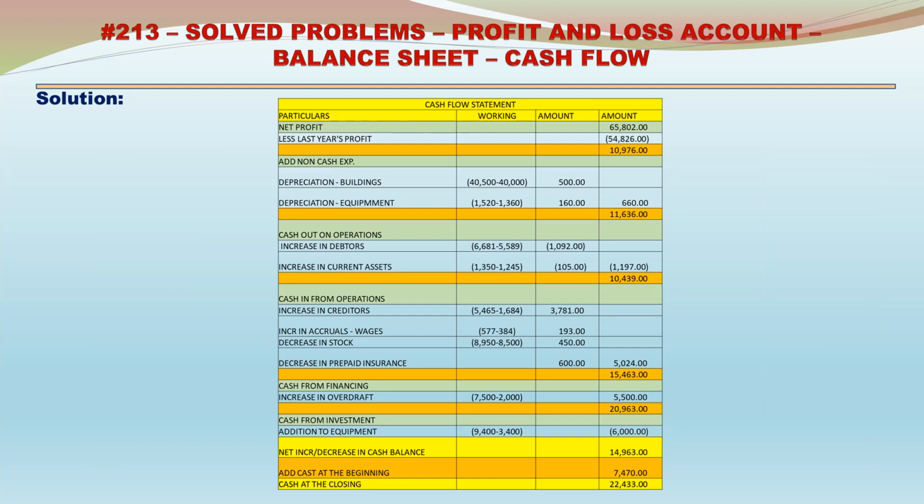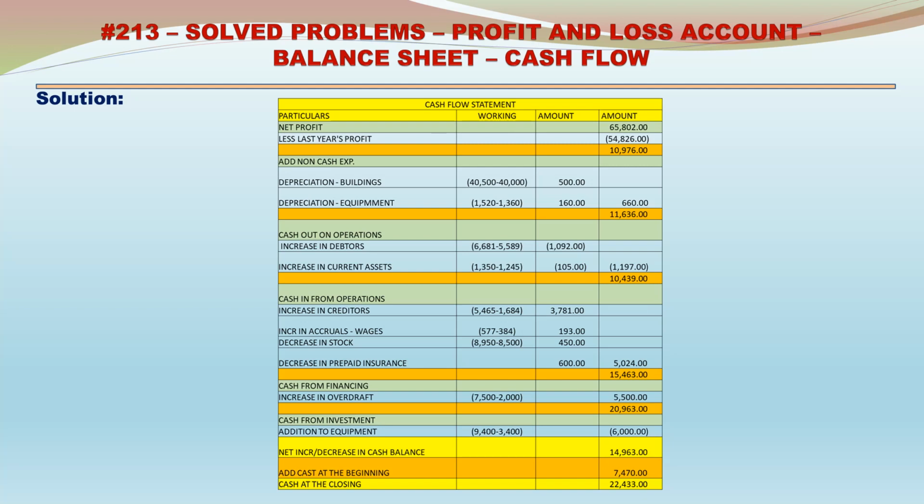Cash flow statement. Particulars. Working amount. Net profit 65,802 less last year's profit 54,826. Current year profit 10,976. Add non-cash expenses. Depreciation buildings 40,500 minus 40,500. Depreciation equipment 1,520 minus 1,360, 160. Total 660. Total profit 11,636.